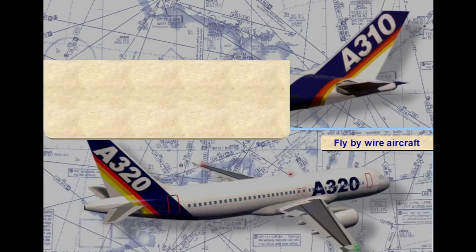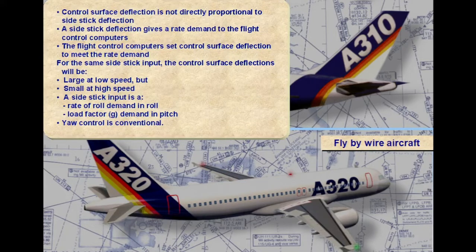Control surface deflection is not directly proportional to side stick deflection. A side stick deflection gives a rate demand to the flight control computers. The flight control computers set control surface deflection to meet the rate demand. For the same side stick input, the control surface deflections will be large at low speed, but small at high speed. A side stick input is a rate of roll demand in roll, load factor G demand in pitch. Yaw control is conventional.